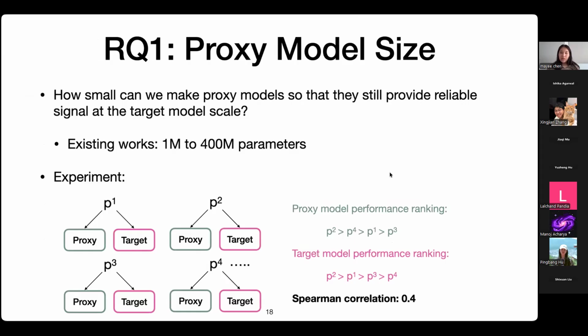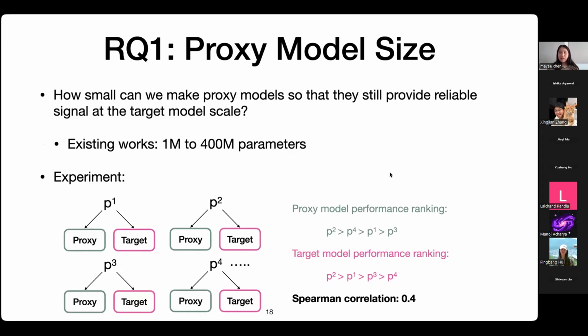And so due to time, I'm just going to go over a subset of the design choices. The rest of them are in the paper. So the first one we look at is proxy model size. So how small can these models in the swarm be so that they still provide good signal for the 100 billion parameter target models? And it's not really clear what size to use. Existing methods go from 1 million parameters up to 400 million parameters.